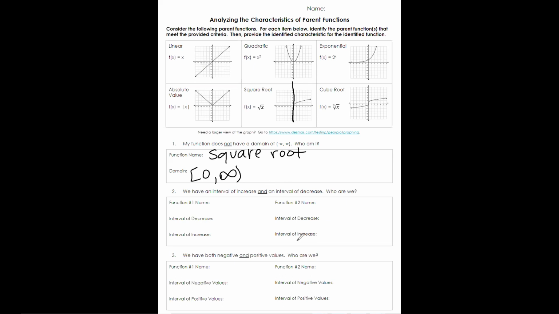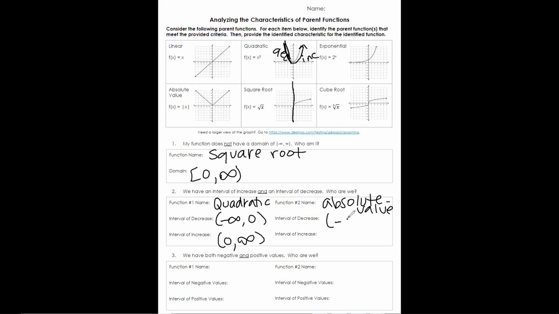The next one everybody asked me about, increasing and decreasing. Increasing means that our y values are going up. It's almost like a roller coaster. Think of like Goliath, going up and then going back down. So for instance, quadratic, we're going down and then we're going up. So we decrease and then we increase. Quadratic, and then also what's the other one? Absolute value. With the intervals, when we're decreasing on this side, that's from negative infinity to 0. When we increase, we're going from 0 to positive infinity. Same thing for absolute value.